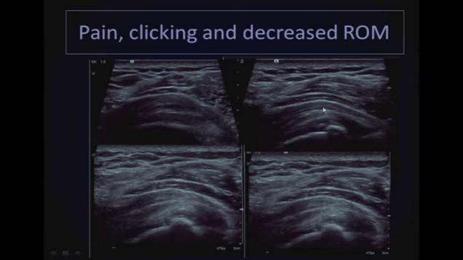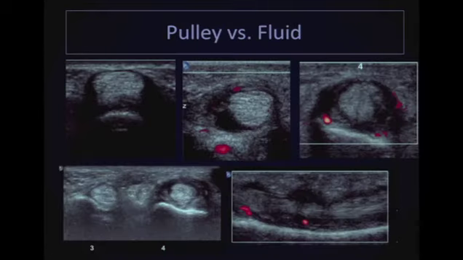And the reason why this patient had decreased range of motion is because this thickening was a source of impingement. And I'll talk a little bit more about dynamic studies and impingement later. Now, knowledge of normal anatomy is also important because you don't want to mistake normal structures for pathology.